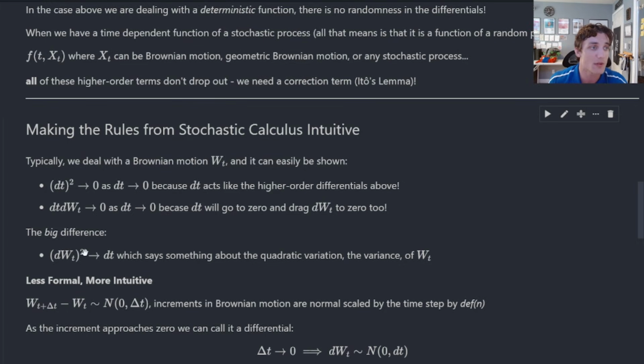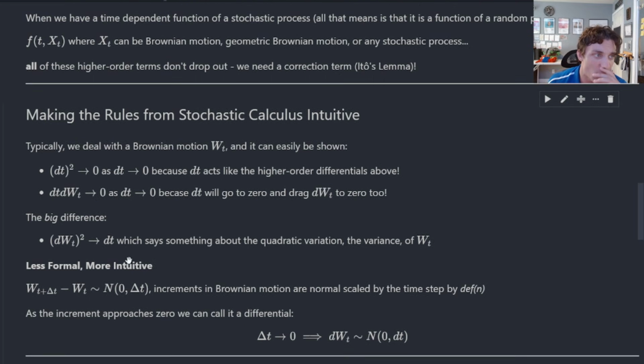But the big difference here is when we take a look at this term here, this differential of Brownian motion squared, this is actually going to go to dt. This is saying something about the quadratic variation, the variance of the Brownian motion. Now this is a big deal because all of the terms in the Taylor series expansion, those higher order terms, dropped out for our first derivative. But here, because this dW_t squared term doesn't go to 0, that means this isn't going to drop out. So where does this come from? Why does this go to dt?